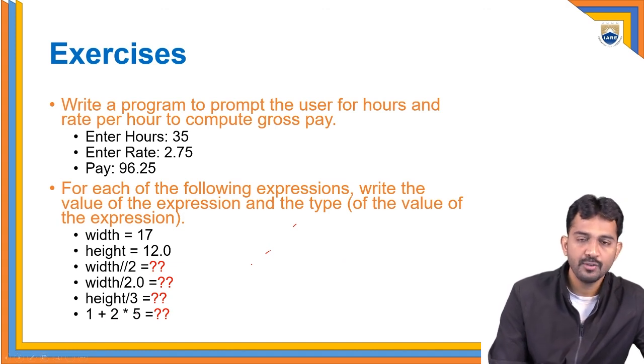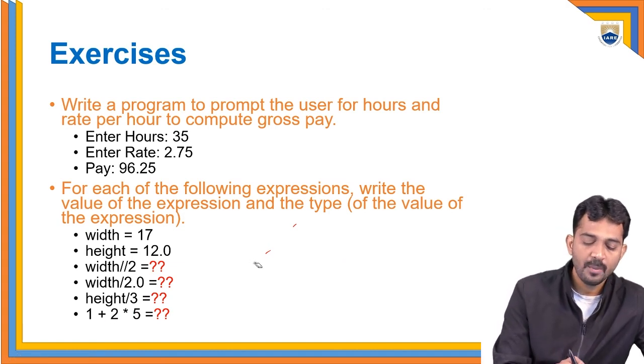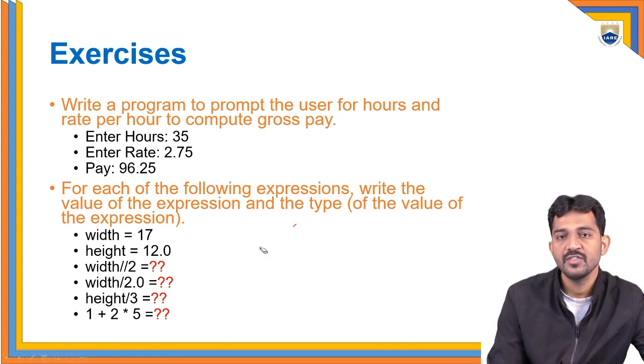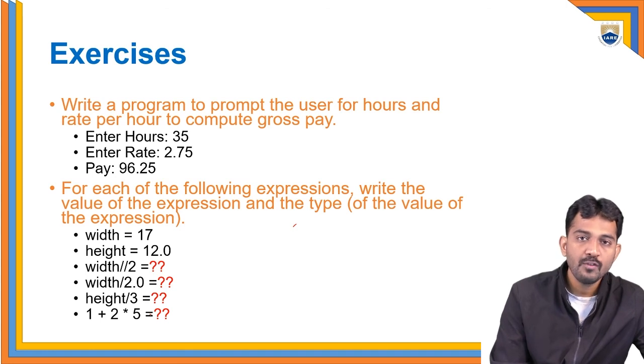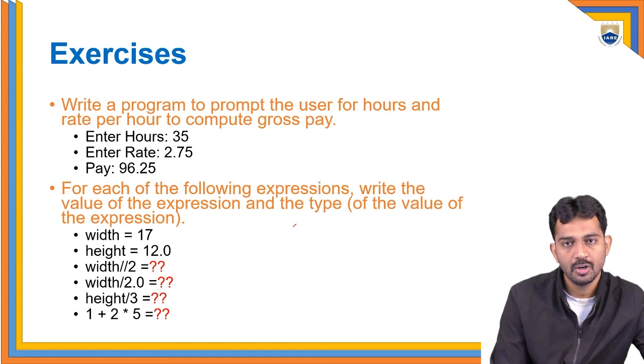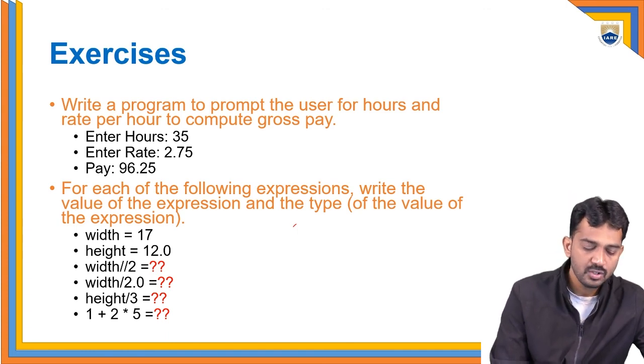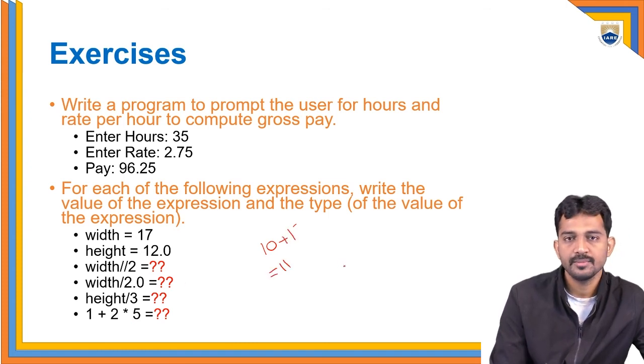Next, 1 plus 2 into 5. We have already seen in operators and operands which operation you need to perform first and which next. When you perform 1 plus 2 into 5, which operation will you perform first? As per the rules of precedence, first you need to perform the multiplication, followed by addition, right? What is the multiplication? 2 into 5. We'll get 10, right? Plus 1. So we'll get 11 as the output.